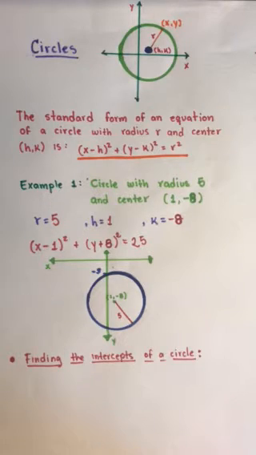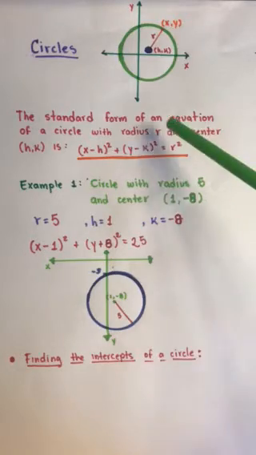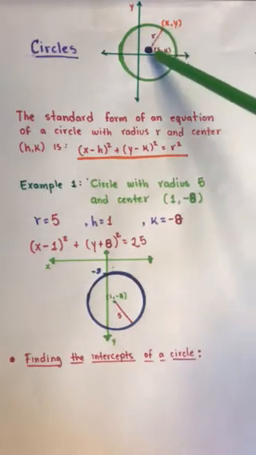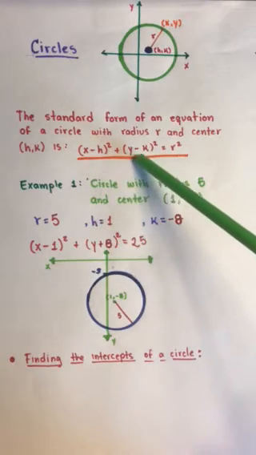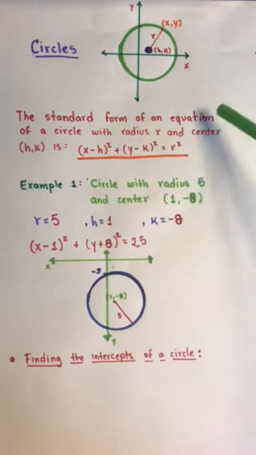Today we are going to talk about circles, section 2.3. So the standard form of the equation of a circle with radius r and center (h, k) is (x minus h) squared plus (y minus k) squared equals r squared.